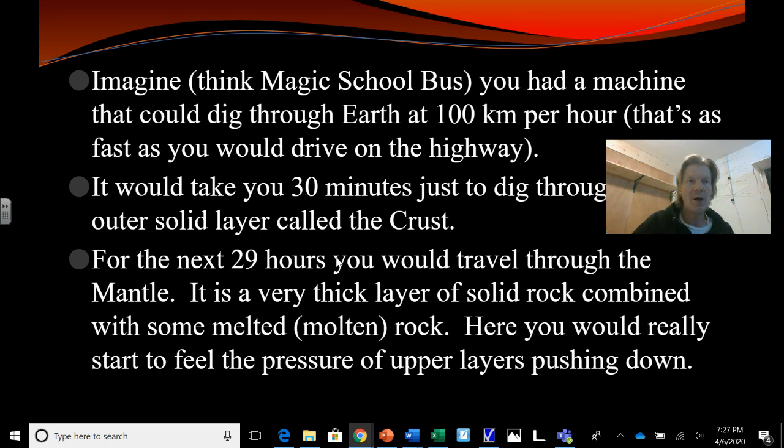Now, why the molten rock? Well, it's got all to do with friction. If I rub my hands, I got to be really careful with my left hand because it's broken. I'll tell you a story about that one day.